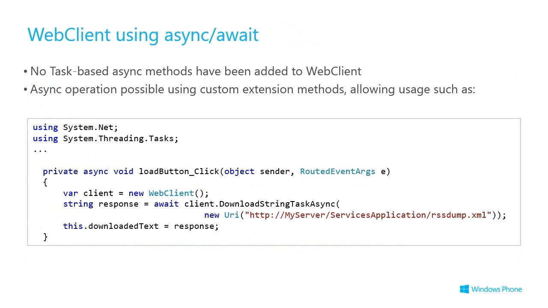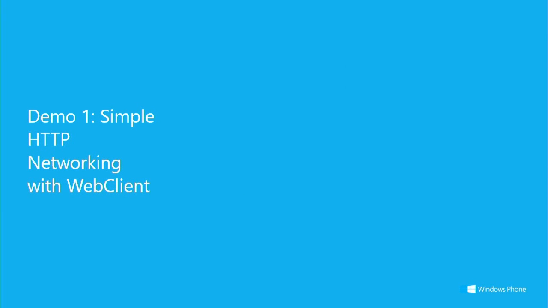Right, and I said I was going to show you how you can use async await. So WebClient on Windows 8 has been replaced by HttpClient, which is purely async based. But we can add async behavior to WebClient with some custom extension methods, and I'll show you them in a minute in a demo. They allow you to add DownloadStringTaskAsync methods to that WebClient. So you can now use the async await pattern to make calls, which is very much nicer. In fact, I'll show you that demo now.